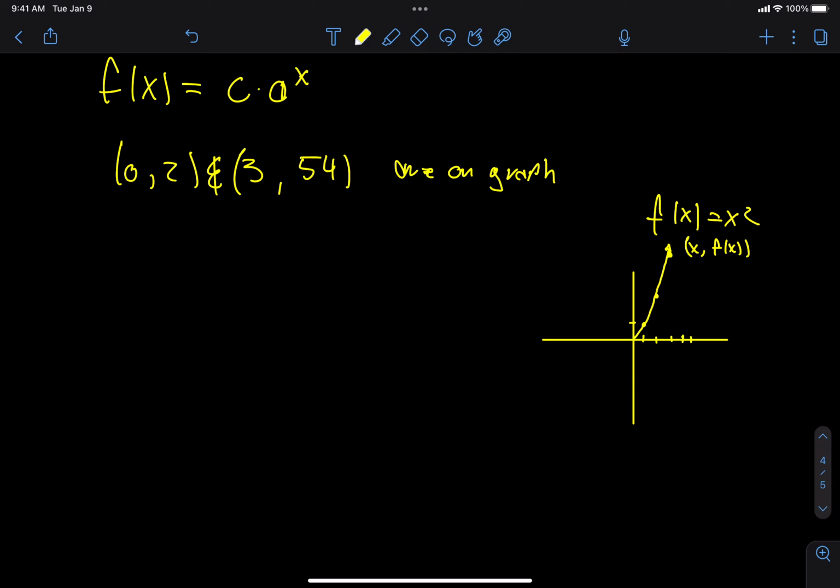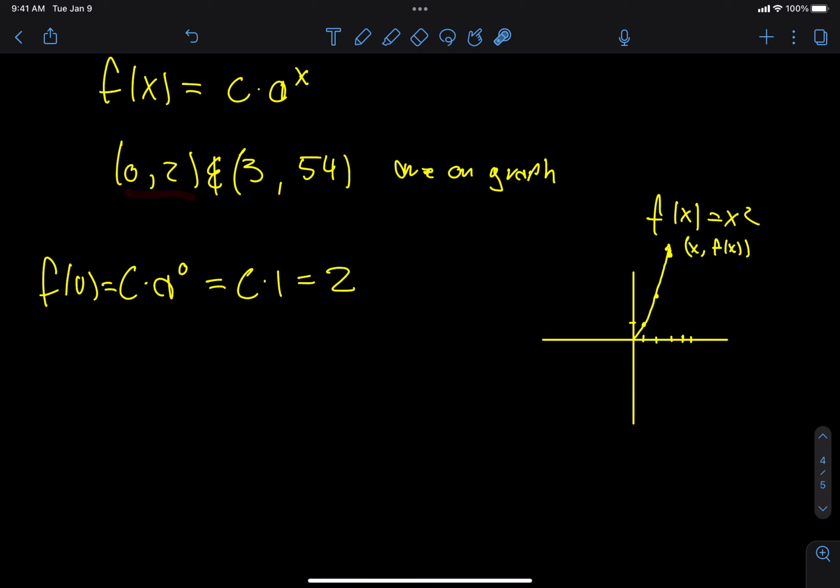Well, 0, that means A would be 1, so that C would be 2. Because if you put 0 for x, that would make A 1. Okay, I think we're on the right track here. 0 is going to go in for x. That makes A 1, right. So if we put in 0 for x, we get c times a to the 0, which is c times 1, which is equal to 2.